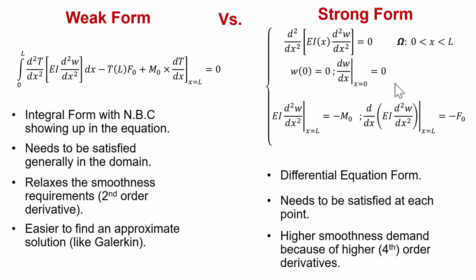So conceptually, the strong form enforces equilibrium at every point. The weak form enforces equilibrium in an average, weighted sense over the domain. And this transition from strong to weak is the mathematical foundation of the finite element method.